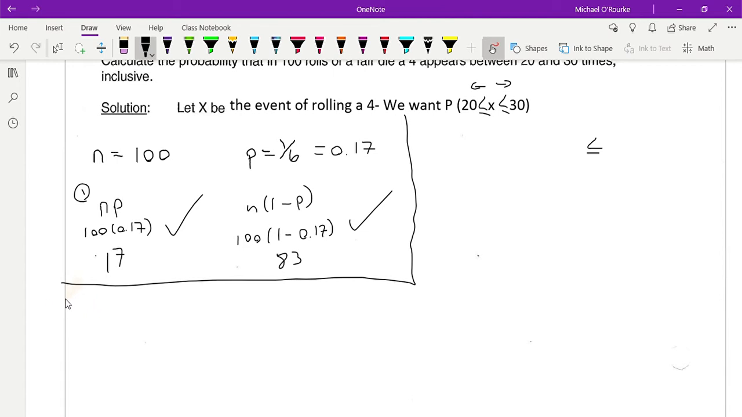Okay, next thing we do. Let's calculate the mean. What's the mean equal? N times P. And thankfully I already have that, which is 17. You find everything you need by doing 100 times 0.17, right? It's not a hard process, it's a long process. You find the mean and the number, but not quite for the standard deviation.